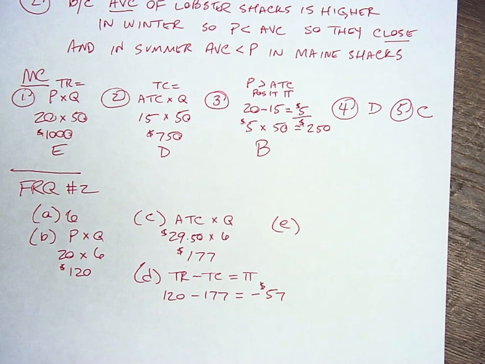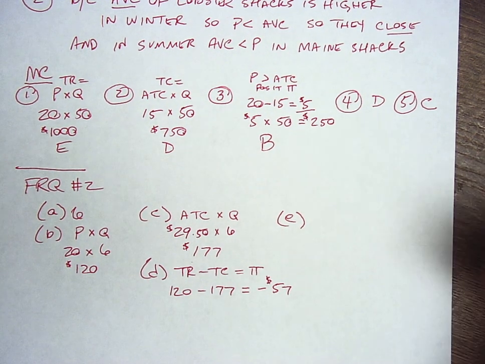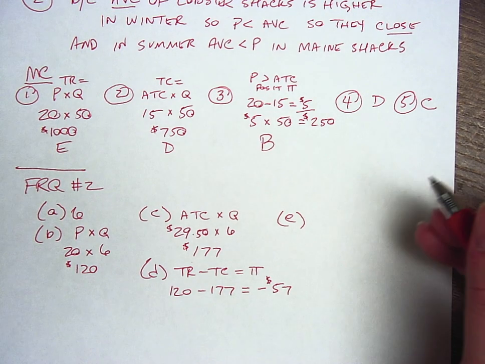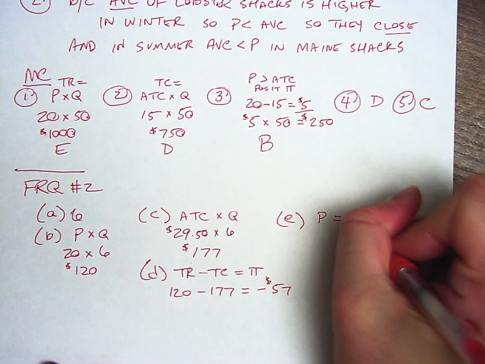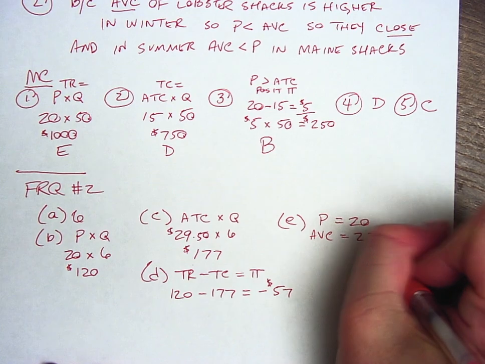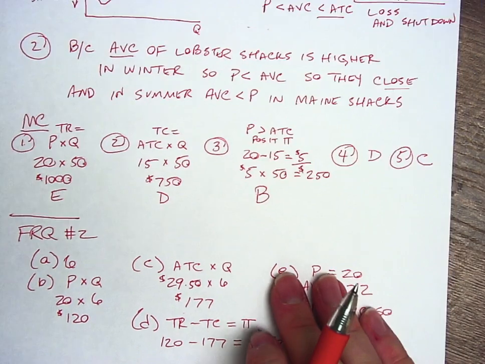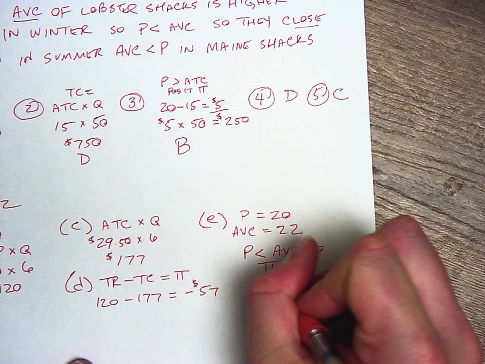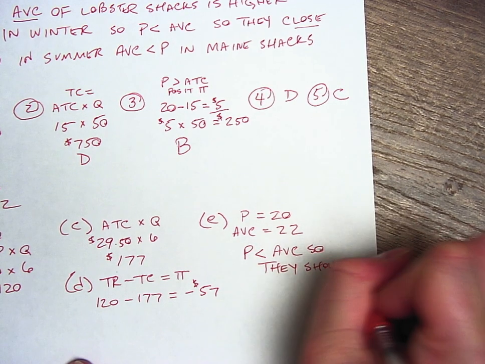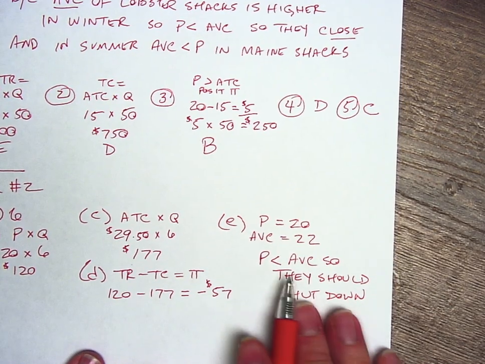If AVC were $22 at that level of output at 6, right? Since we're at 6, if AVC were at 22, should the firm produce? Explain why or why not. And so the price equals 20. If AVC is equal to 22, then the price is below AVC. So what should they do? Well, the price is below AVC. They should shut down because they're earning a loss. So they should shut down. And realistically, your explanation doesn't have to be really exciting. It could just be because price is less than AVC.